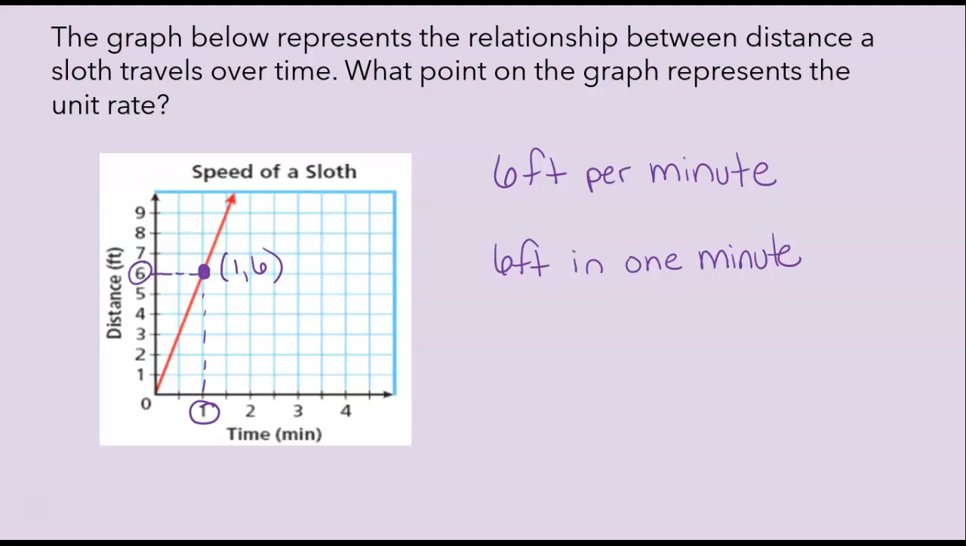Now, because I know the unit rate, what's the slope of this line? 6. It's the same as the unit rate. So I already know that the slope is going to be 6 over 1 or 6. I already just know that by default because it's proportional.